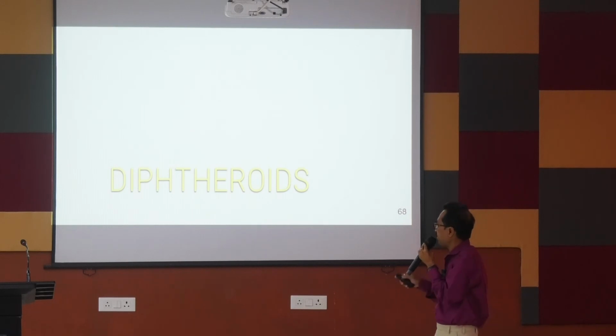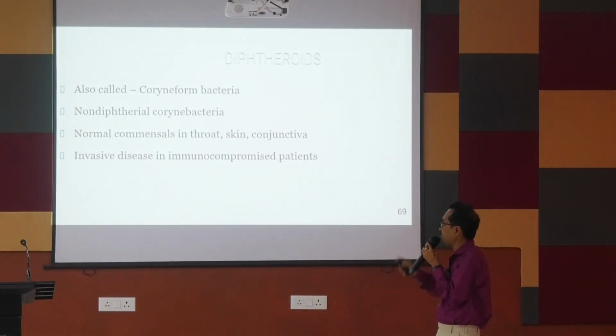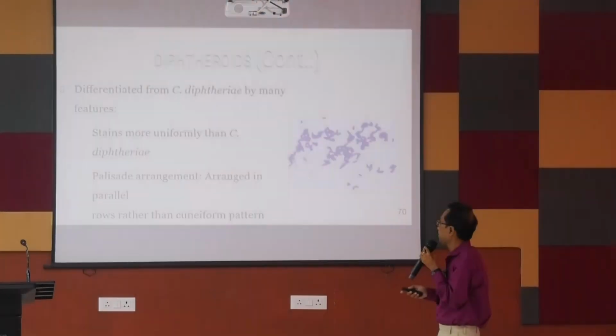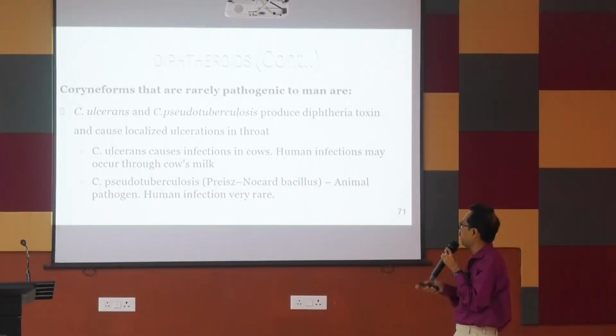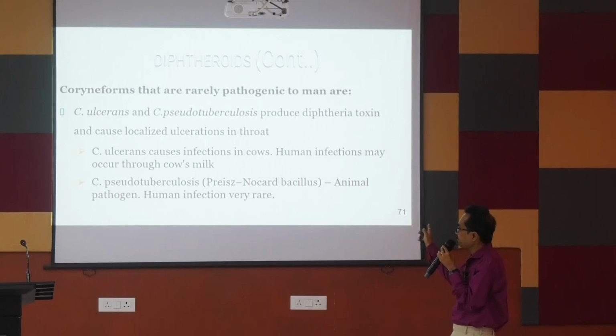Diphtheroids, I have already mentioned, diphtheroids are coryneform bacteria. They are non-diphtherial corynebacteria, normal commensals in the throat, with invasive disease in immunocompromised patients. How are they differentiated from Corynebacterium diphtheriae? They stain more uniformly, with a palisade arrangement. Corynebacterium diphtheriae has the Chinese letter or cuneiform arrangement, but diphtheroids give a palisade arrangement rather than a cuneiform pattern. They are rarely pathogenic. Sometimes samples are discarded due to presence of diphtheroids as commensals.